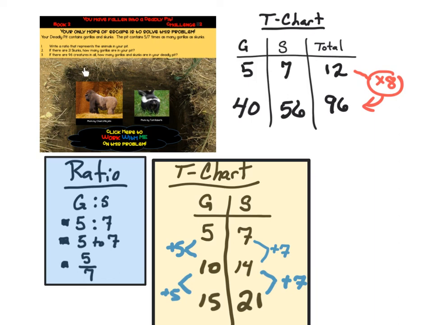So in answer to the question, my friends, there is going to be 40 of these big bad gorillas in that deadly pit of yours and 56 skunks that are spraying deadly juice at you. Youch! That is no good, my friend.